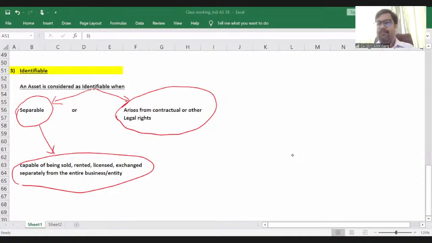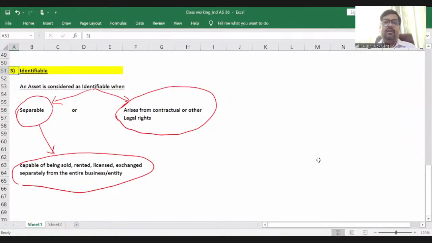Why? Because, for example, when you go to buy a flat, a property, the seller will say that this is the house which I am going to sell you. So the house itself is identifiable. You can identify because this is having a physical existence. When I go to buy a refrigerator, I'll say that I want to buy a 400-liter Samsung refrigerator. So this is having a physical substance and hence it is identifiable.